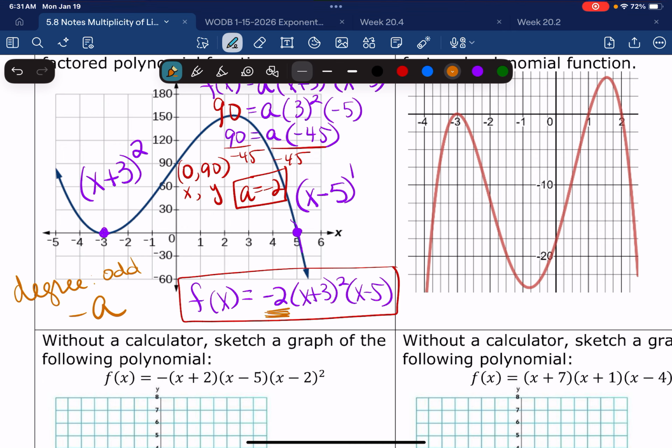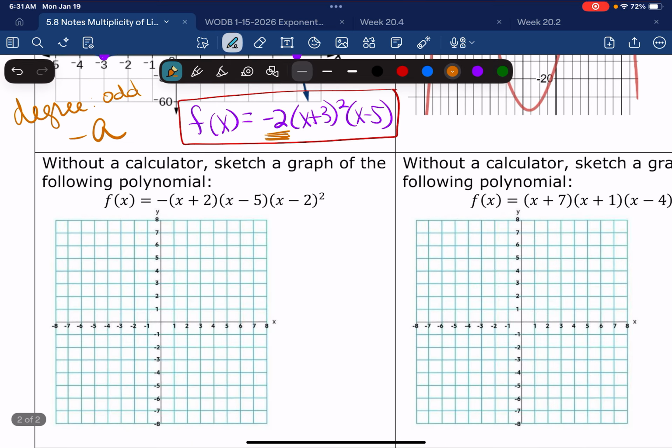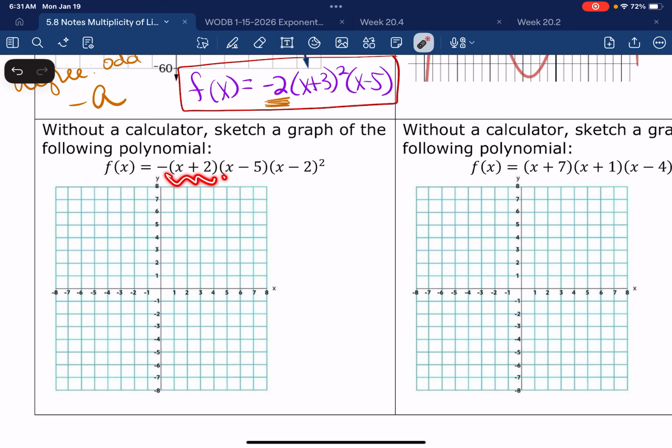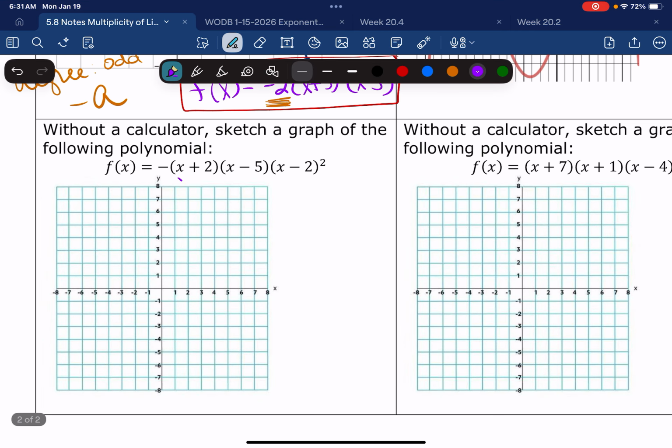Okay, last example, it says, without a calculator, sketch a graph of the following polynomial function. So we have f of x equals negative x plus 2 times x minus 5 times x minus 2 squared. If I were to set each of these factors equal to 0, I see that I would get x equals negative 2, x equals positive 5, and x equals positive 2.